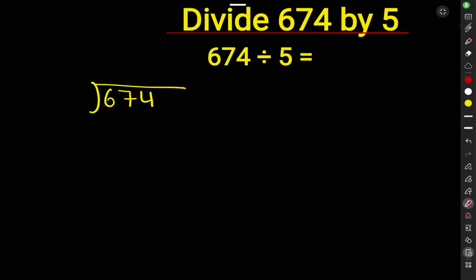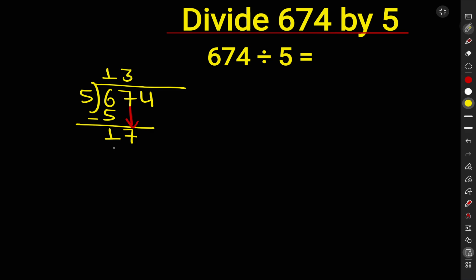We divide 674 by 5 in a long division method. 5 times 1 is 5. On subtracting, we get 1. So now we put down this 7 and it is 17.